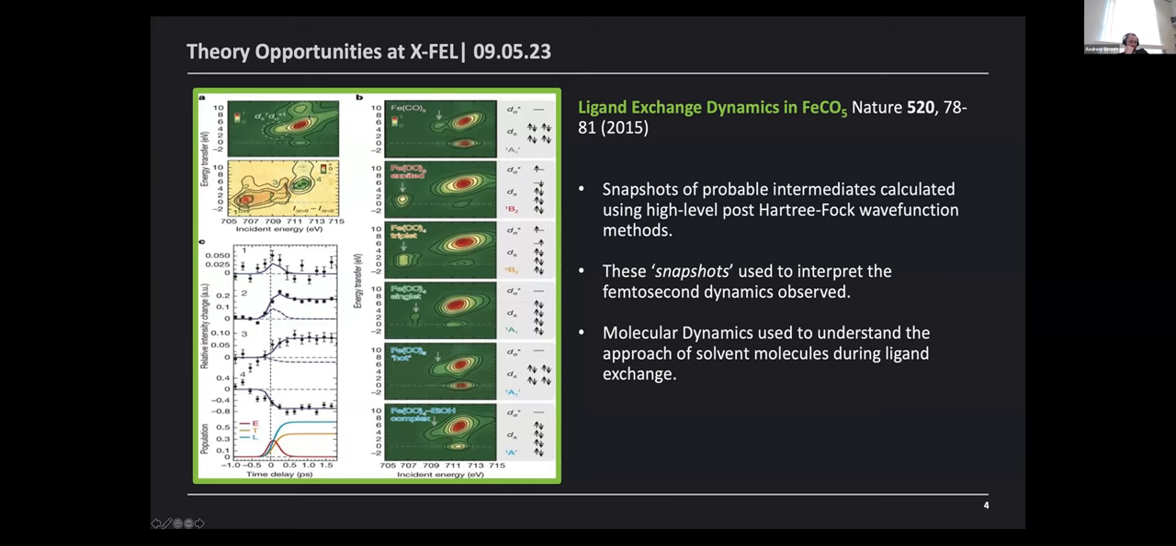Okay. So these snapshots, as I said, can be used to interpret the femtosecond dynamics, although the connection between them at this stage is still lacking. And in part, this is because of the challenging nature of these simulations. Each one of these quantum chemistry calculations takes about 800 CPU hours just because of the nature of the computation.